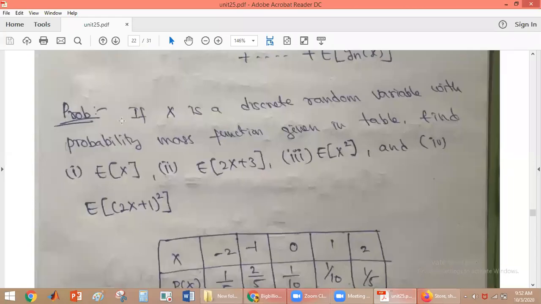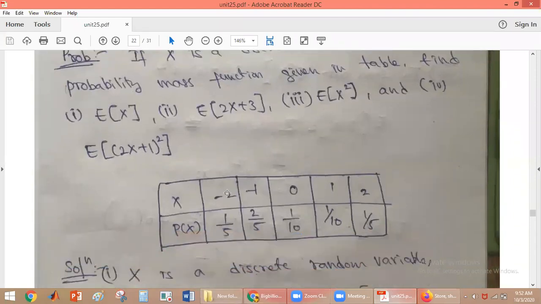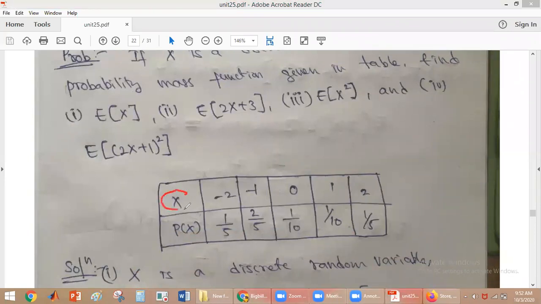See this problem. X is a discrete random variable with the probability mass function given in the table. Find E of x, E of 2x plus 3, E of x square, and E of (2x plus 1) square. Now, this is the table given, where capital X is nothing but the random variable, and P of X is the probability of that random variable.